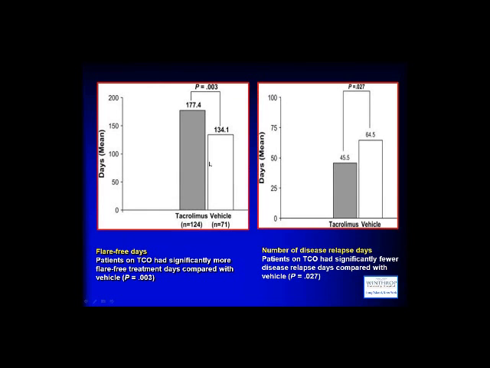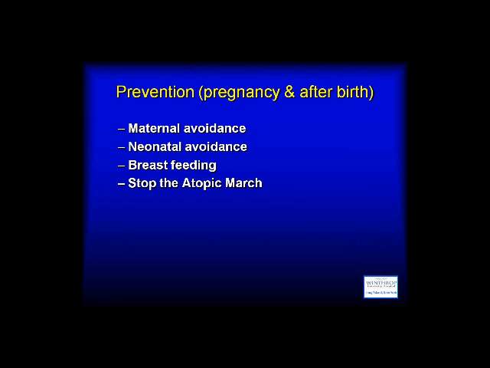So what is the result of the proactive treatment? Well, you will see that patients on tacrolimus have significantly more flare-free days and a significantly decreased number of disease relapse days. Proactive treatment means you apply something to the skin about twice a week. Topical corticosteroids have been shown to work with proactive treatment, and topical calcineurin inhibitors can also be used. So there are some studies.